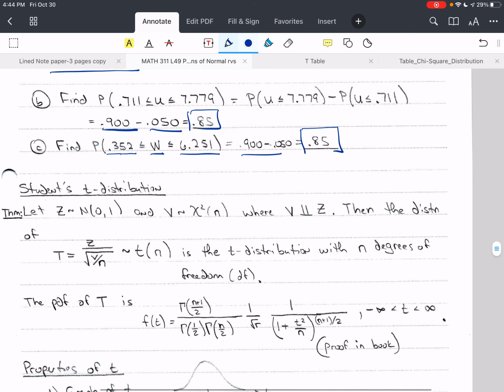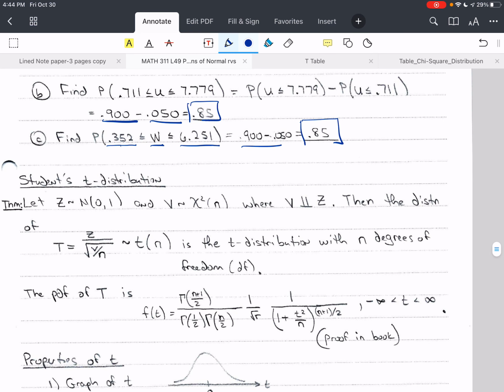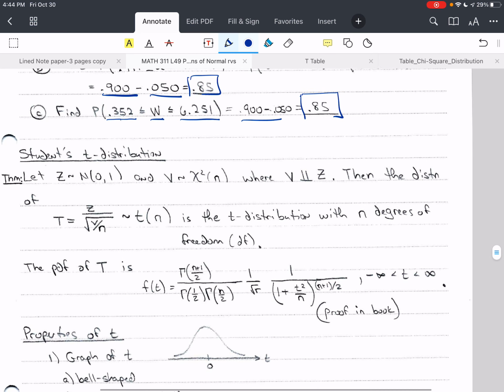Now let's talk about a very important distribution. This is student's t distribution. This distribution is probably the second most important distribution in statistics behind the normal distribution. We use it very frequently.